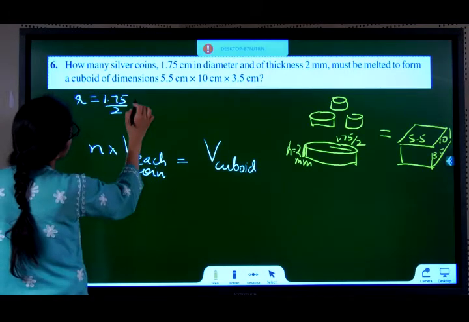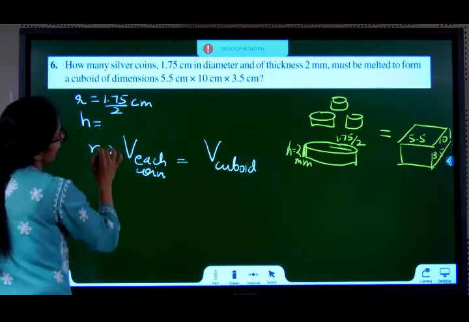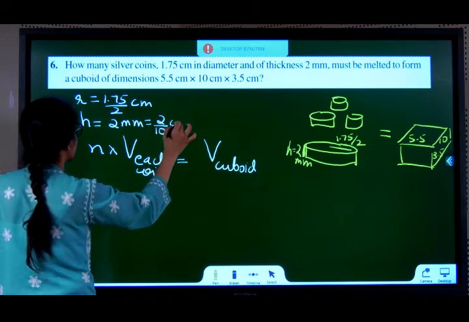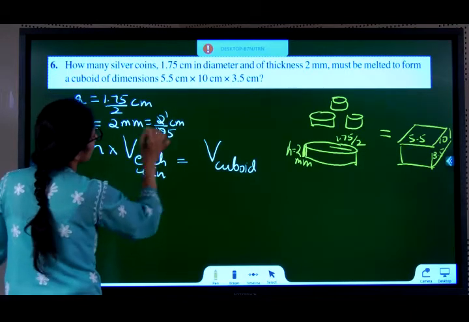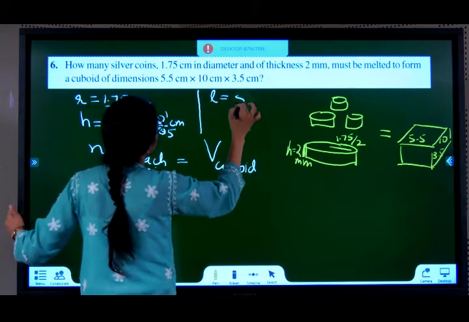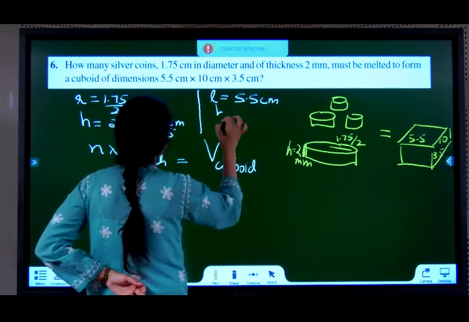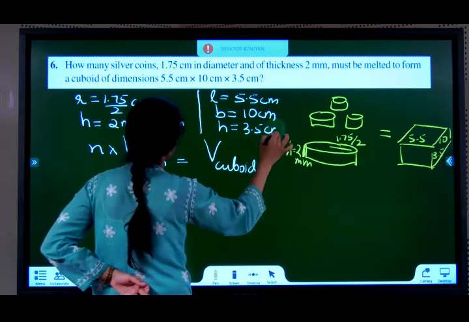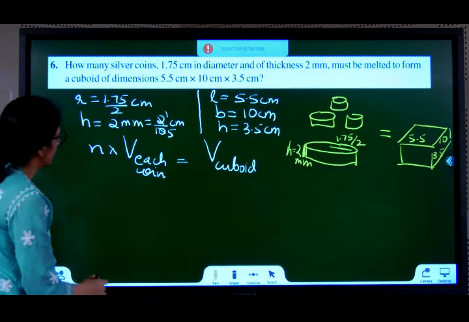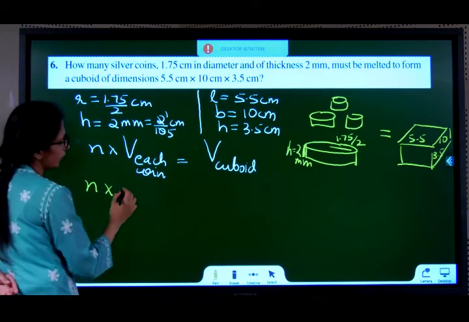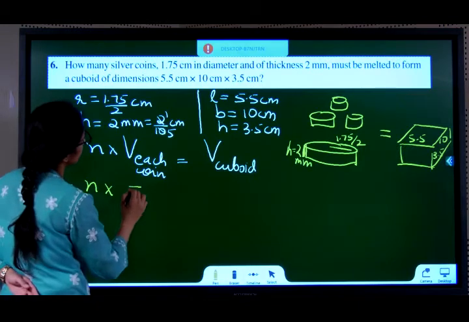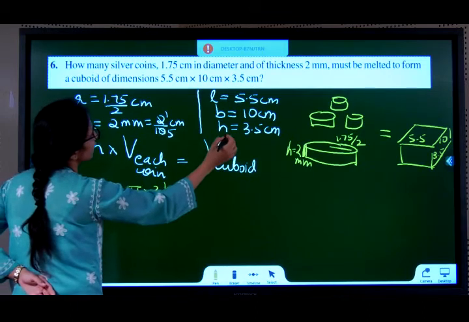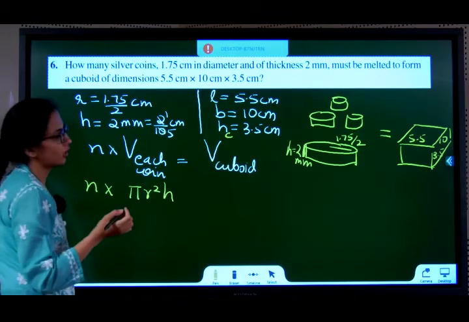the cylinder's radius is 1.75 by 2 centimeters. Cylinder's height is 2 millimeters, converted to centimeters, 2 by 10 centimeter or 1 by 5. Cuboid's length is 5.5 centimeters, breadth 10 centimeters, height 3.5 centimeters. N into the volume of each coin is nothing but the formula of a cylinder, pi r square h. This h and that h are different, so I will name this one hc, meaning h of cuboid.